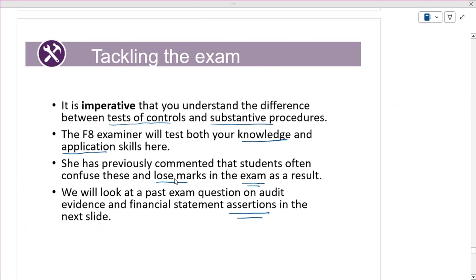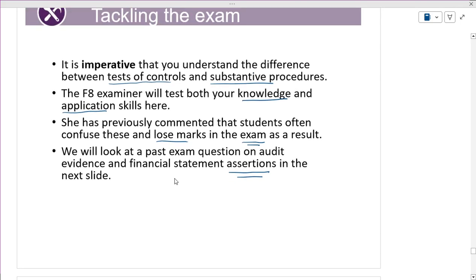Now, it is very important that you understand the difference between test of controls and substantive procedures. Test of controls is about the effectiveness of the controls, and substantive procedures are the detailed procedures. They will test both your knowledge and skills. Students are often confused and lose marks. It happens with everyone. It happens with me also. I am not different from this.